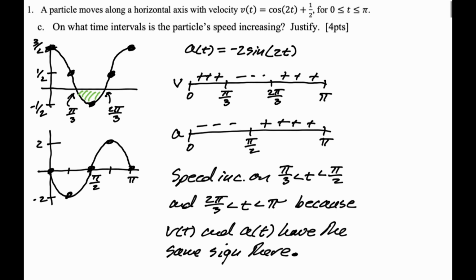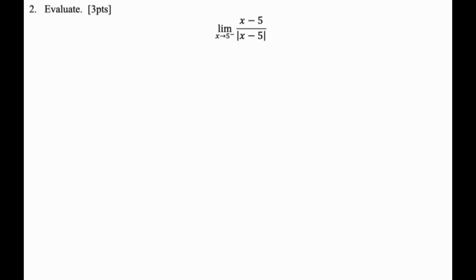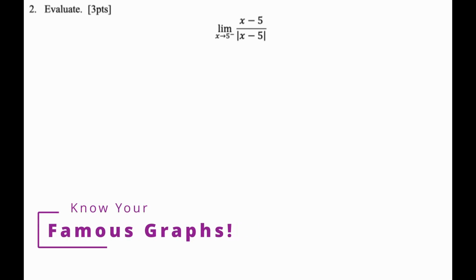Let's take a look at the next question. So evaluate the limit as x approaches 5 from the left of x minus 5 over the absolute value of x minus 5. We're just going to graph that and use the graph. This is a famous graph. We should have it memorized.